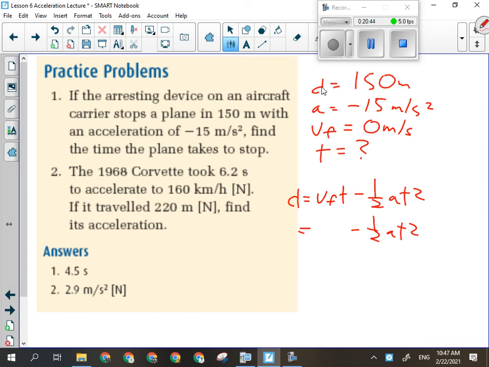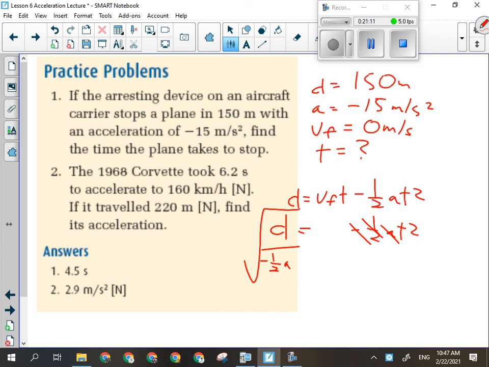I'm trying to solve for t, so I'm going to divide both sides by negative 1/2 times a, and then I'm going to square root. Now, here's where signage is important. If I do not put the negative sign on my acceleration, my calculator will have a fit, because it'll tell me I'm trying to do something impossible.